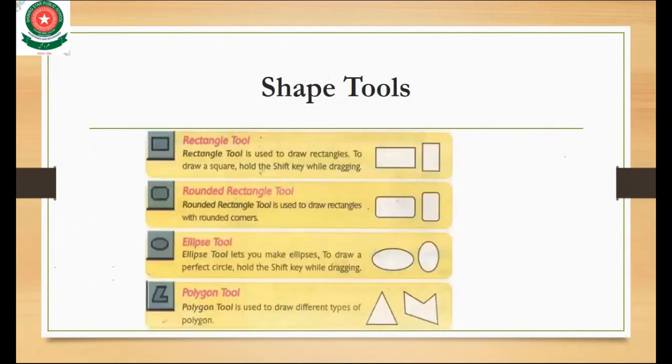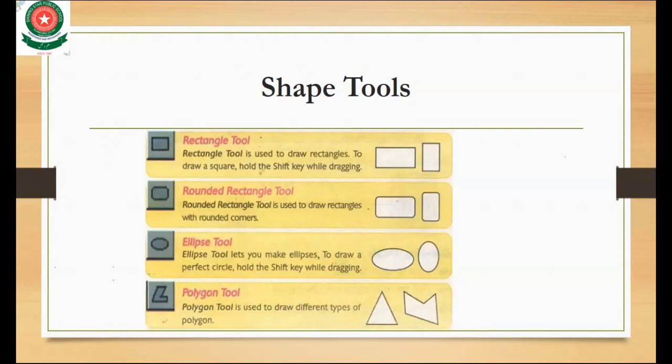Next, this is the important topic, shape tools. There are four different shape tools: rectangle tool, rounded rectangle tool, ellipse tool, and polygon tool. First is the rectangle tool. By using a rectangle tool, you can draw rectangles. For example, you can draw a square.